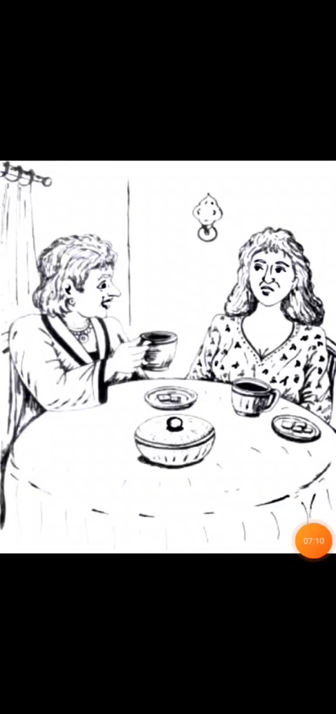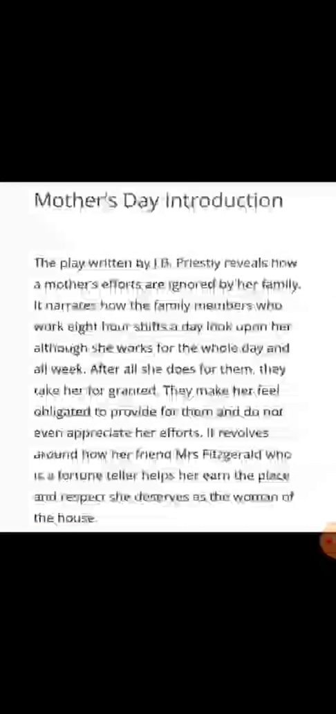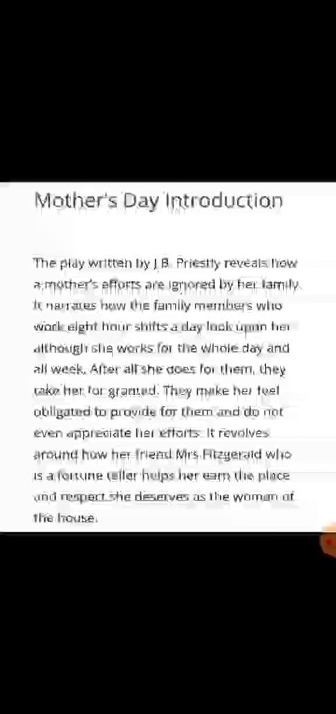And we also see the scene holding the characters Mrs. Annie Pearson and her neighbor Mrs. Fitzgerald. Now we have the introduction portion, Mother's Day introduction.